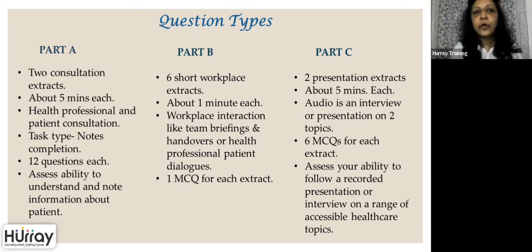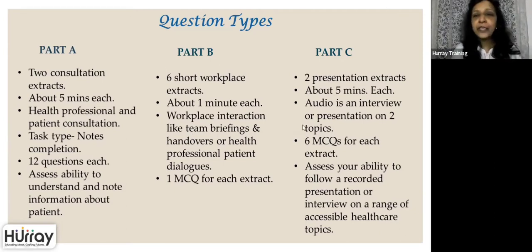Now, let's move on to part C. In part C, you have 2 extracts, and these are called presentation extracts. The longer extracts, where you will have one extract of about 5 minutes of length, and you will have 6 questions in each of the extracts. So 6 and 6, 12. Here, part B, you have 6 questions. So 12 plus 6 is 18. And in part A, you have 24. 24 plus 18 is 42.